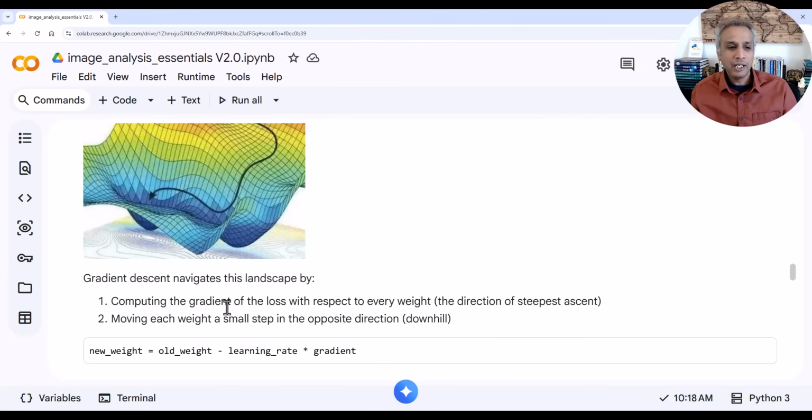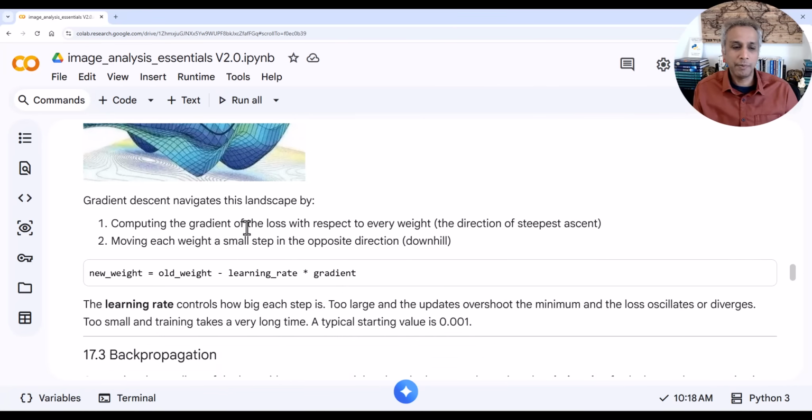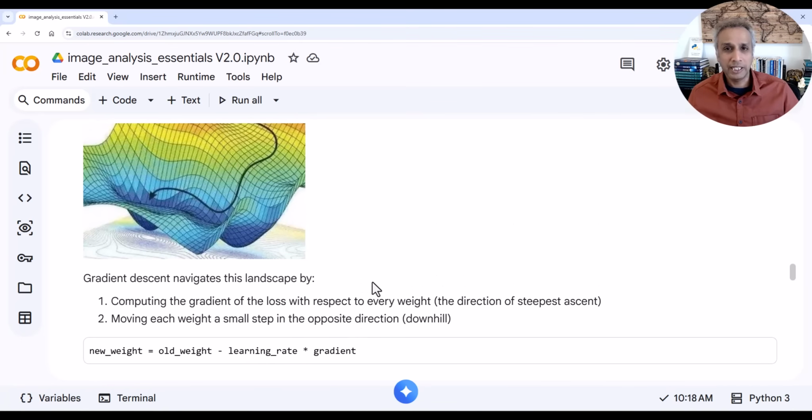Okay? And then you update, moving each weight a small step in the opposite direction, right? Hey, it's going up. Let's go down then in the opposite direction. That's exactly what's happening right there. Now, learning rate is something like how big of a step do you want to take?